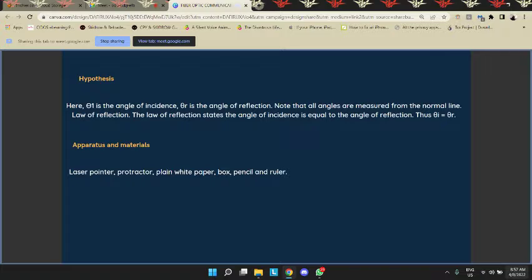Apparatus and materials. First is a laser pointer. Second is a protractor, plain white paper, a box, a pencil and a ruler.